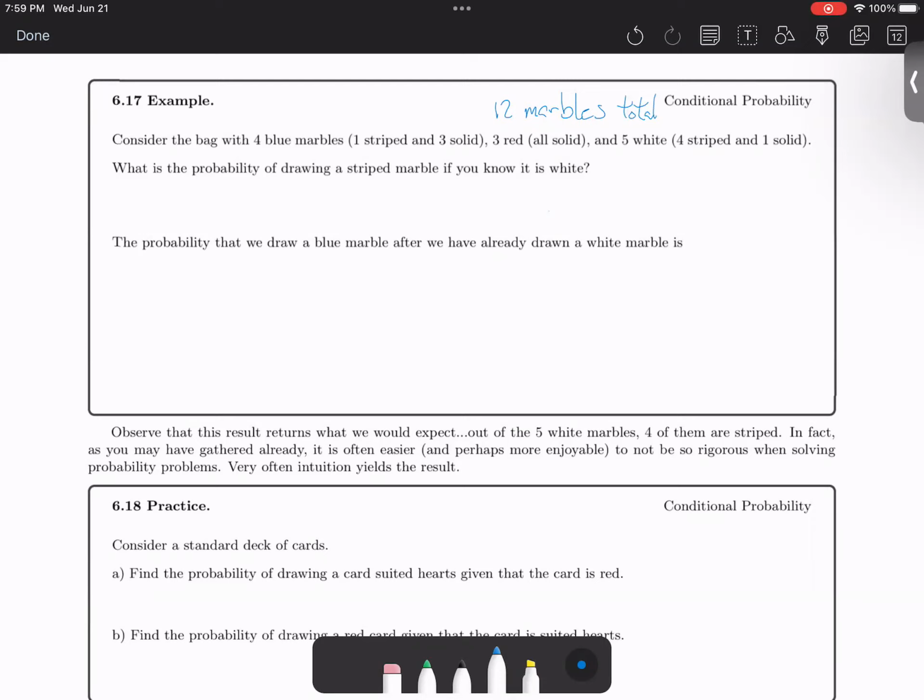All right, let's answer this first question. What is the probability of drawing a striped marble if you know that it's white? So this is a conditional statement because you know something and then you're asking a probability question, right? The probability of a striped marble given that it's white.